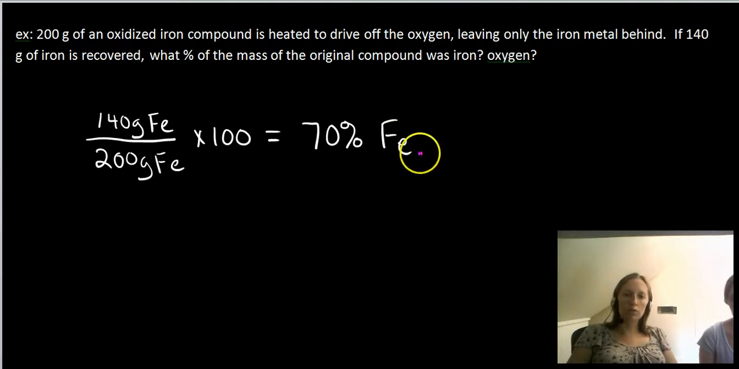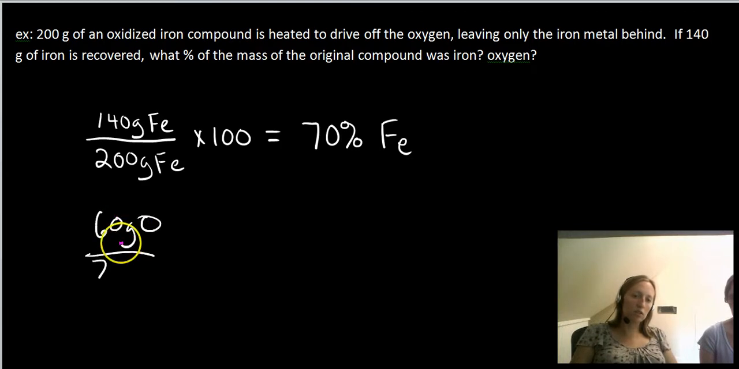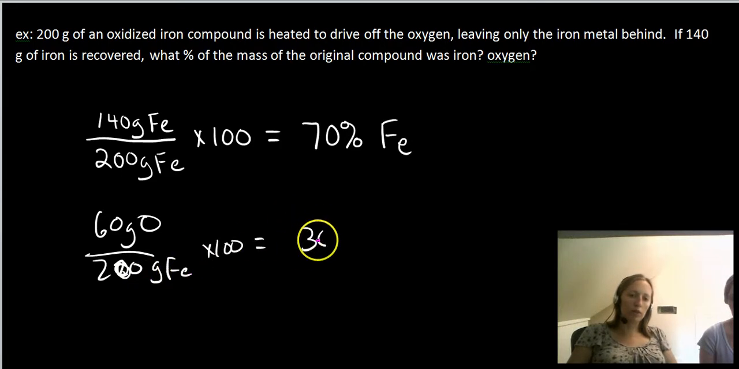Which means that you can now do the oxygen one of two different ways. You can say, well, if 140 grams was iron, then I know that 60 grams was oxygen. And that's 30 over 100, or 30%. Or you could have just said, hey, what's left? It's 30%.